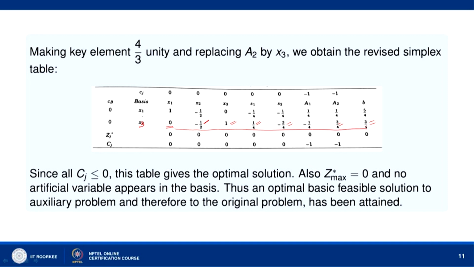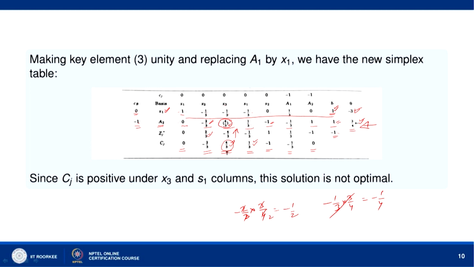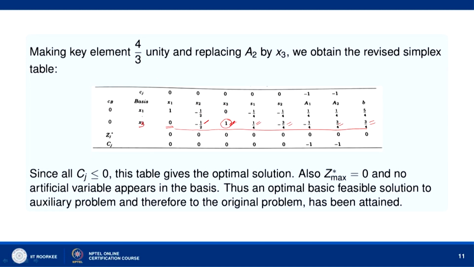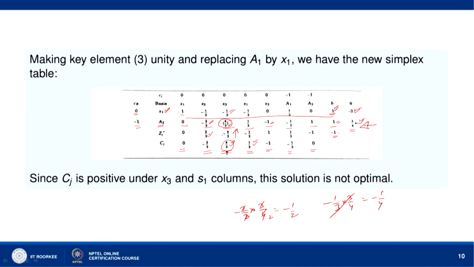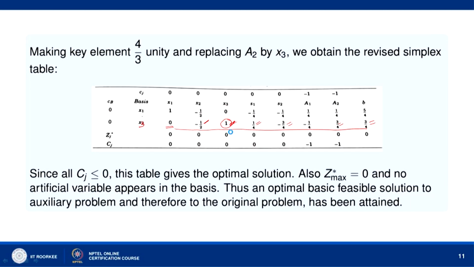Okay. Now, what we will do, this element we have made 1 by dividing by 4 by 3. Now, with the help of this one, we make this 0 and this 0, the other elements in the column corresponding to x 3, we make them 0. So, this is minus 1 by 3, here we have 1. So, we multiply this by 1 by 3 and add to this row. Here this is minus 4 by 3, here we have 1 by 3, 1. So, we multiply by 4 by 3 and add to this. So, we get this, this is 0, this is 0.